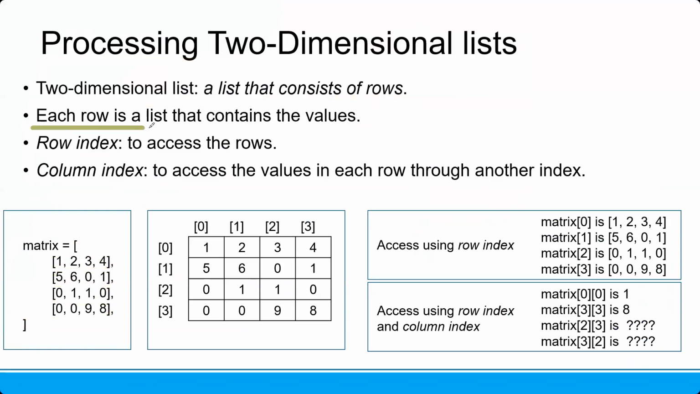Each row is a list that contains values. So 1, 2, 3, 4. This is also a list containing values 5, 6, 0, and 1. Then we will have what we call the row index. It is to access the rows. And this is the column index to access the value in each row through another index.